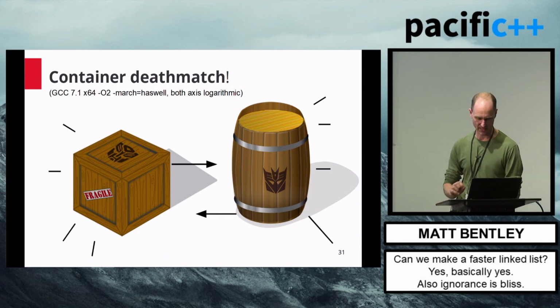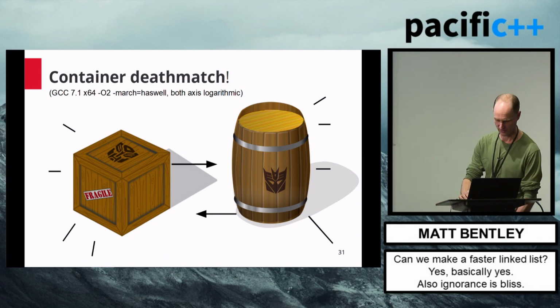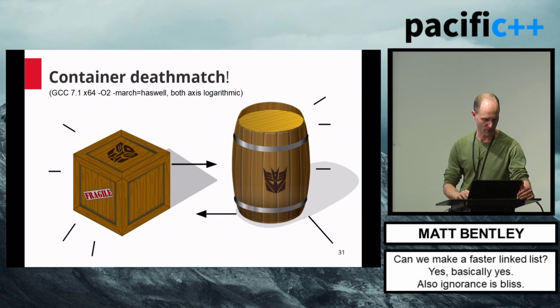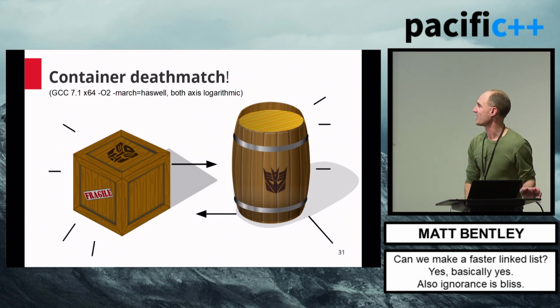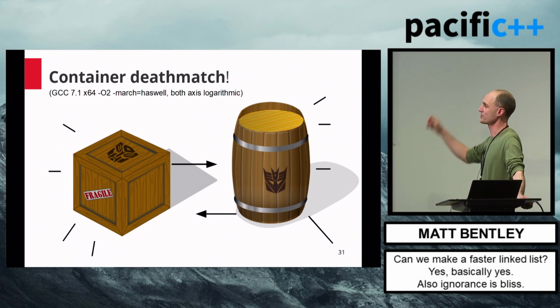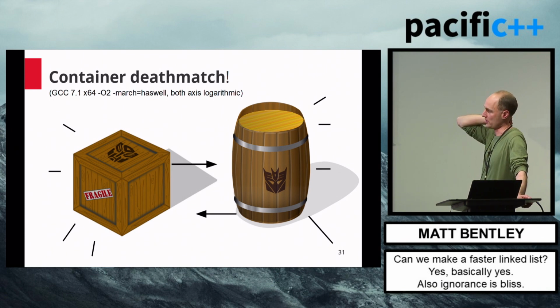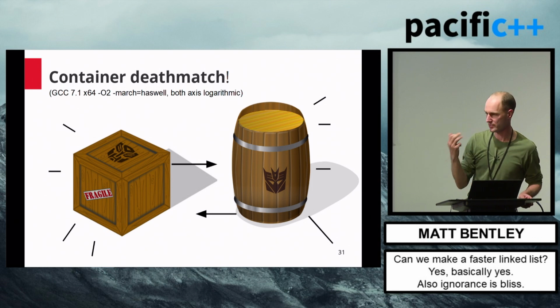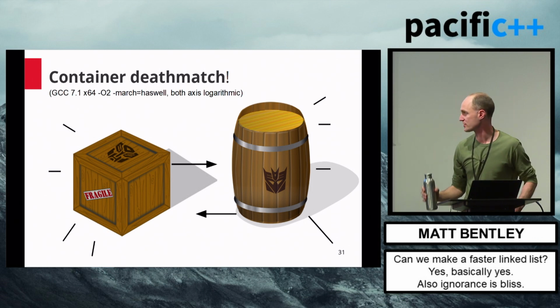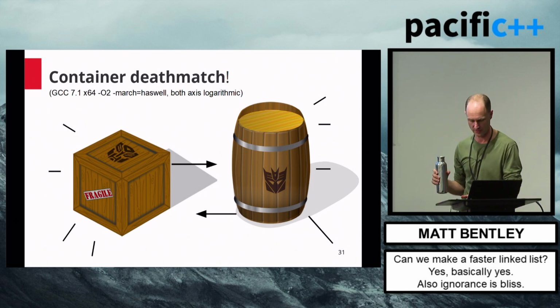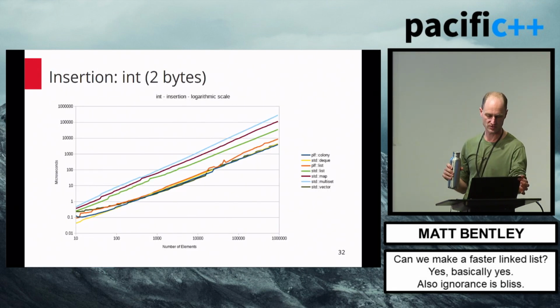So, now that I've bored you all to tears, you're asking, have I got anything interesting? And the answer to that depends. Do you like benchmarks? If not, you are screwed. So, all of these are under GCC, O2, native on Haswell, and both axes are logarithmic. Only going to do three types: integers, small struct, and large struct, because otherwise we'll not quite have enough time.